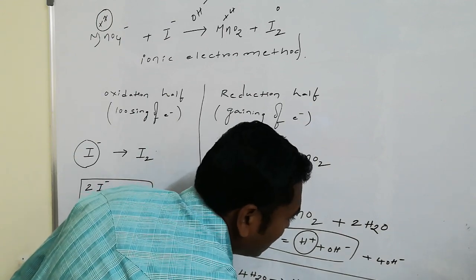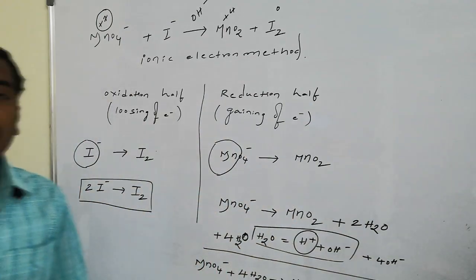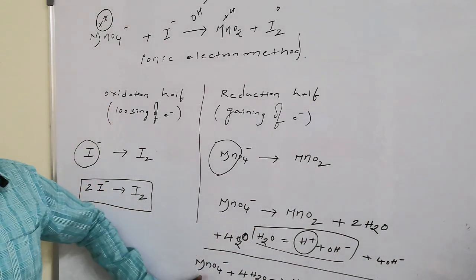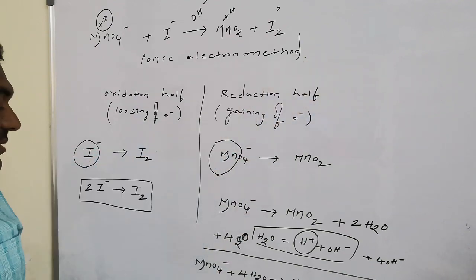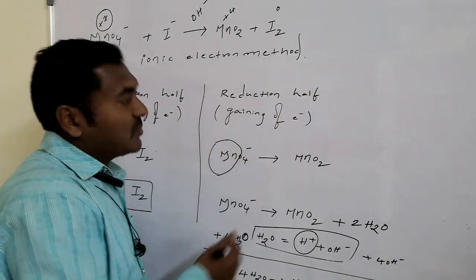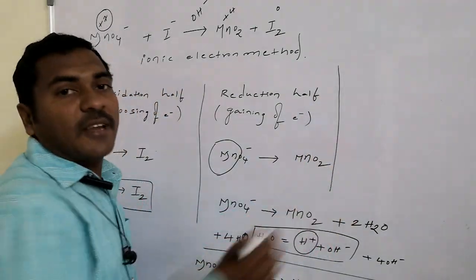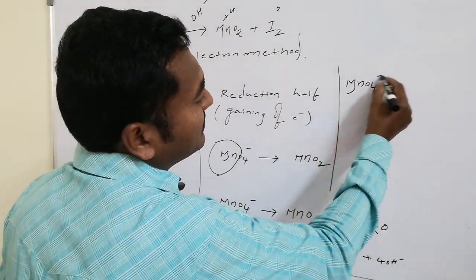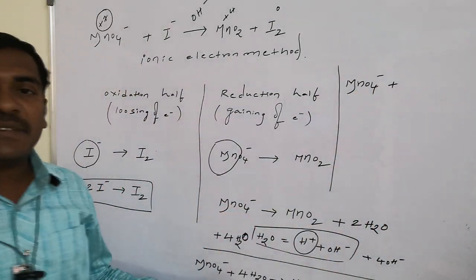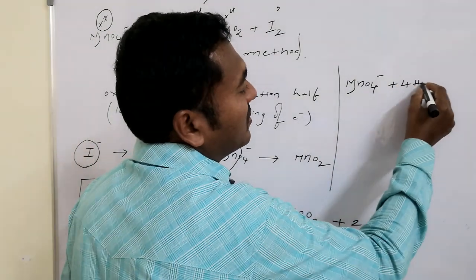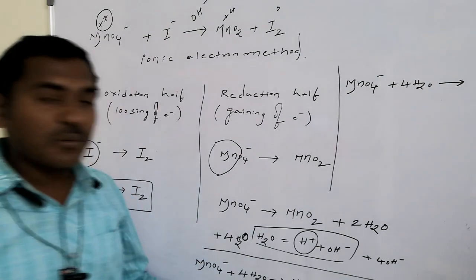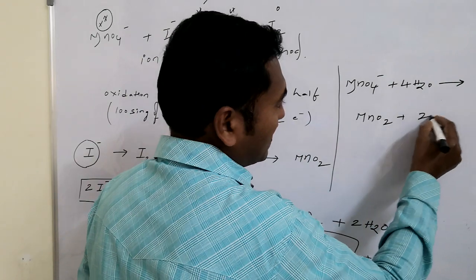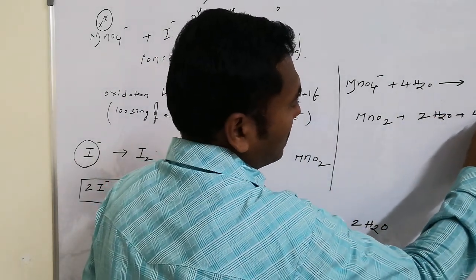Here unnecessarily some atoms are repeated, and this particular portion is not visible. I will write this part where it will be visible. If I add one to the other, this appears as MnO4 minus plus 4H2O, which is converted to MnO2 plus 2H2O followed by 4OH minus.